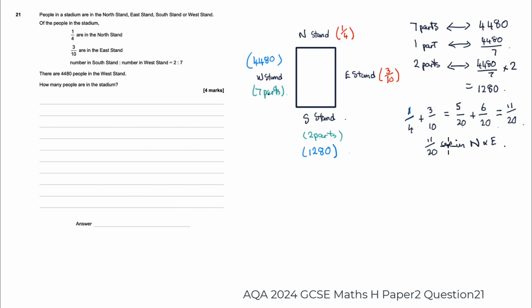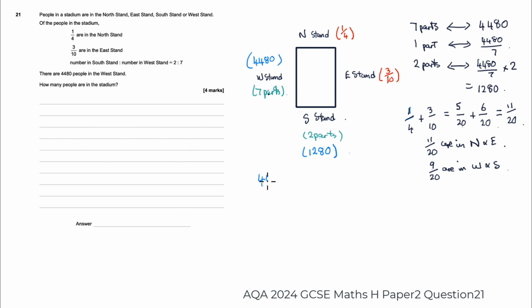Well, that's the rest of them. If we've got 11/20ths, the rest of them, that's 9/20ths, are in the west and south stands. 11/20ths plus another 9/20ths would be 20/20ths. That's the whole lot of people that are in the stadium. So 9/20ths are in the west and the south stands. So how many are there in the west and the south stands?